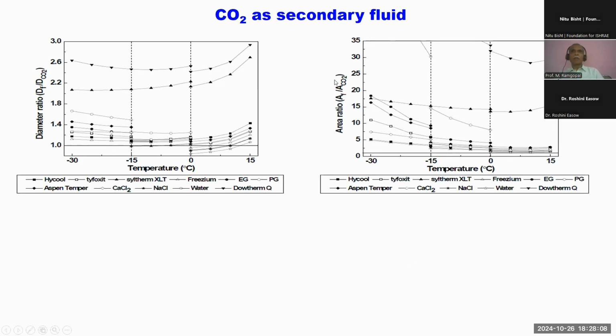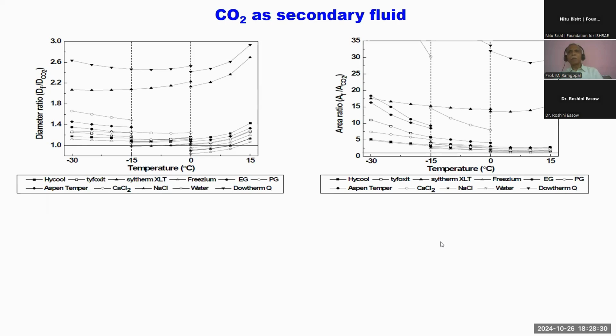The same thing you can also see in the area ratio. Again, you see that in terms of the area ratio, you require very high areas if you are using fluids other than carbon dioxide, because the area ratios are much higher than 1 for most of the fluids. Again, it means that if I'm using carbon dioxide as a secondary fluid, my loops will be very compact.